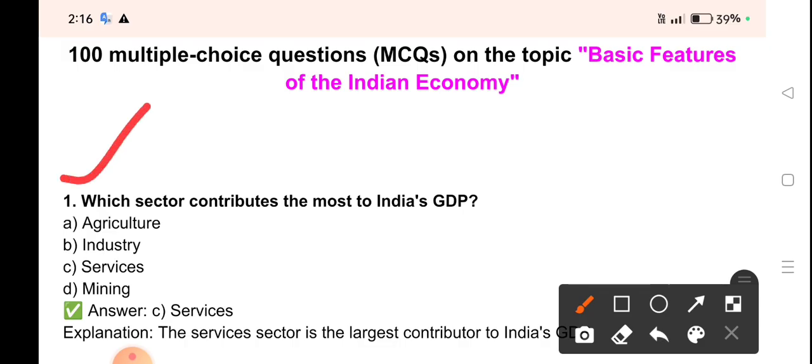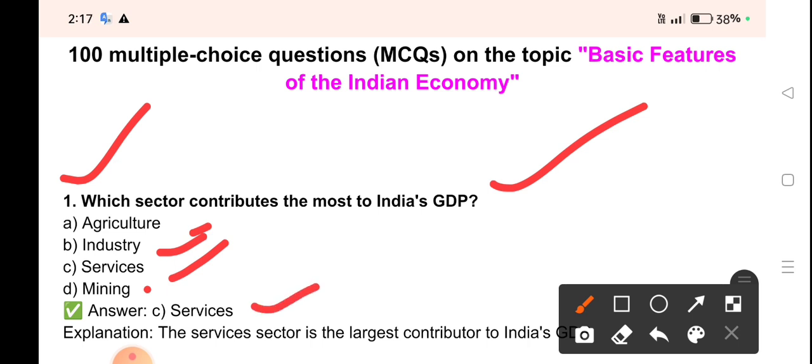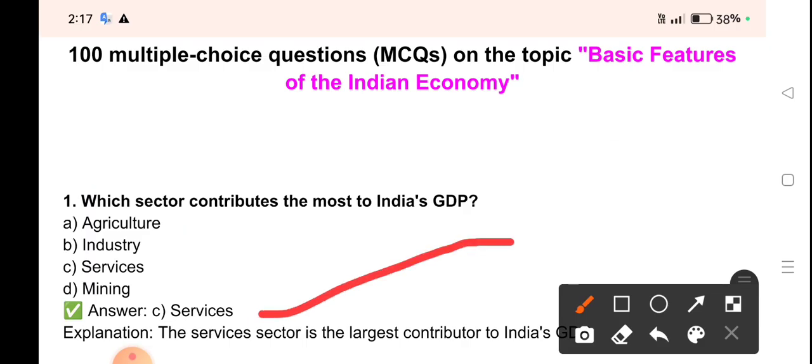Which sector contributes the most to India's GDP? Agriculture, industry, services, mining. Services contributes the most to India's GDP. This sector is the largest contributor to India's GDP.